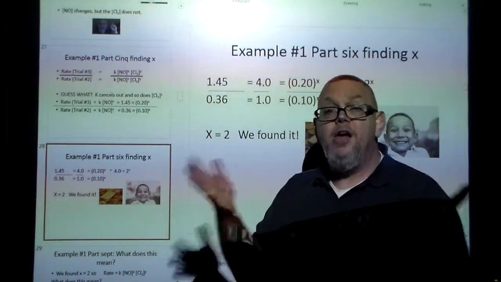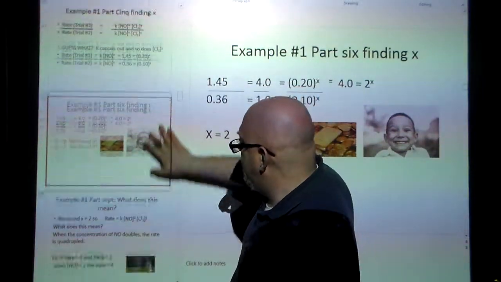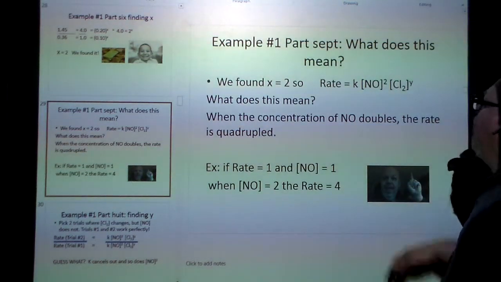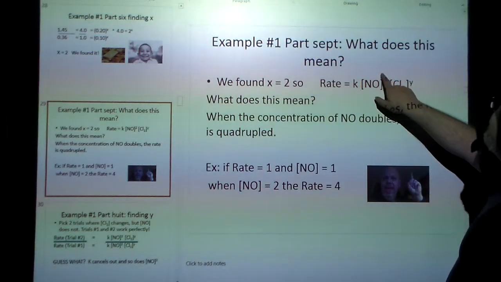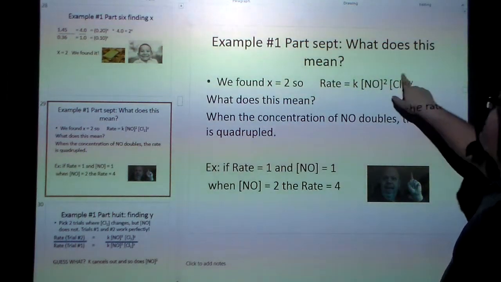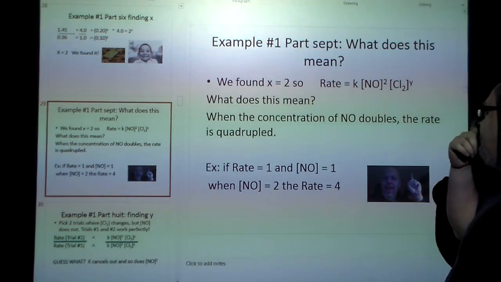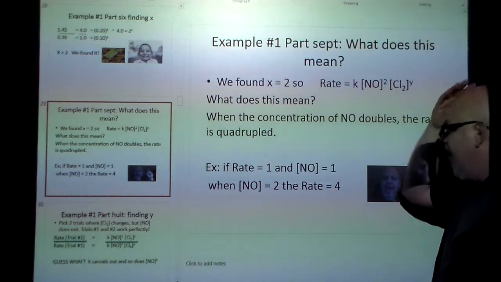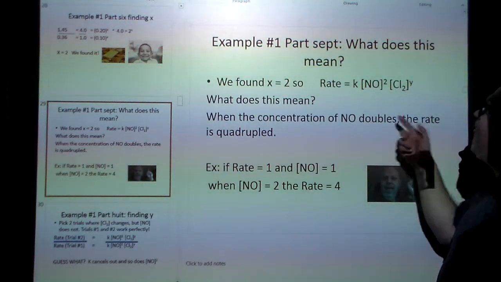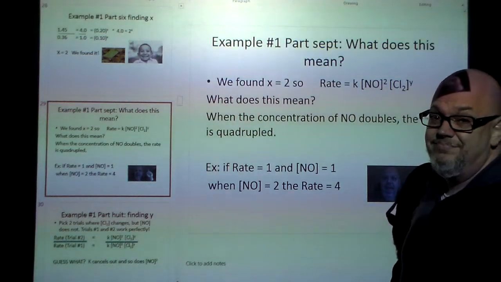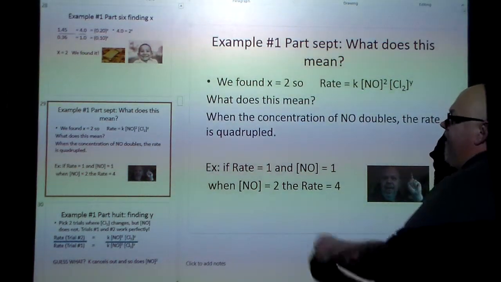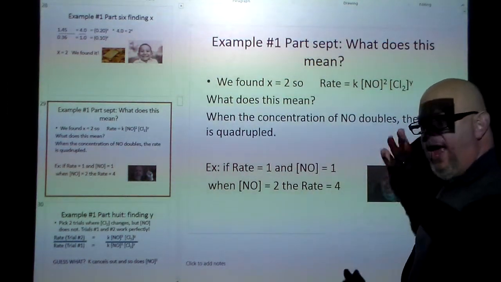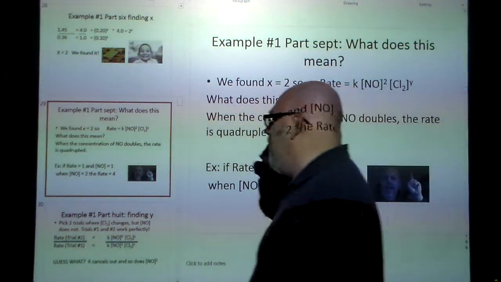So, okay, we found X. X is 2. Yay! What does that mean? Well, it gives us a piece to the puzzle of our rate law here. So we have our rate is equal to K times NO to the second power times Cl2 to the Y power. What is that telling us? The concentration of NO doubles, then the rate itself is quadrupled. Wow. So, if rate is 1 and NO is equal to 1, but when NO is equal to 2, the rate is equal to 4. It has a major impact on the rate of the reaction.